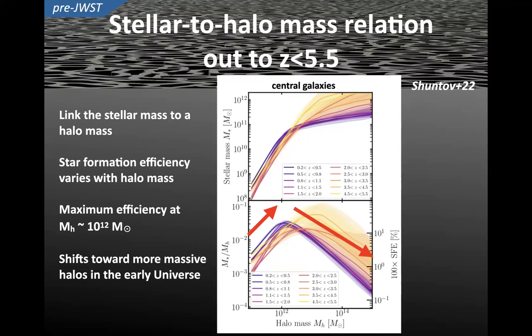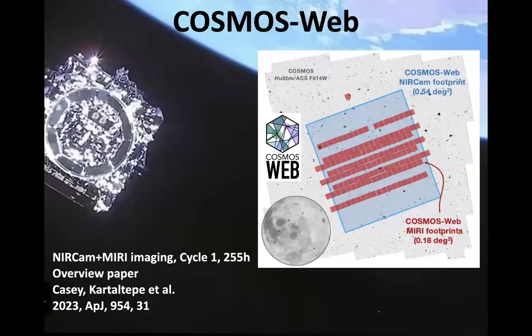Okay, so let's move to the new data. So basically, we got this proposal accepted, COSMOS-Web, like 2 years ago. So that's mainly imaging, where you have NIRCam images and MIRI images. You can already find this overview paper by Kathleen Casey and Jeyhan Kartaltepe, who are the PIs of COSMOS.